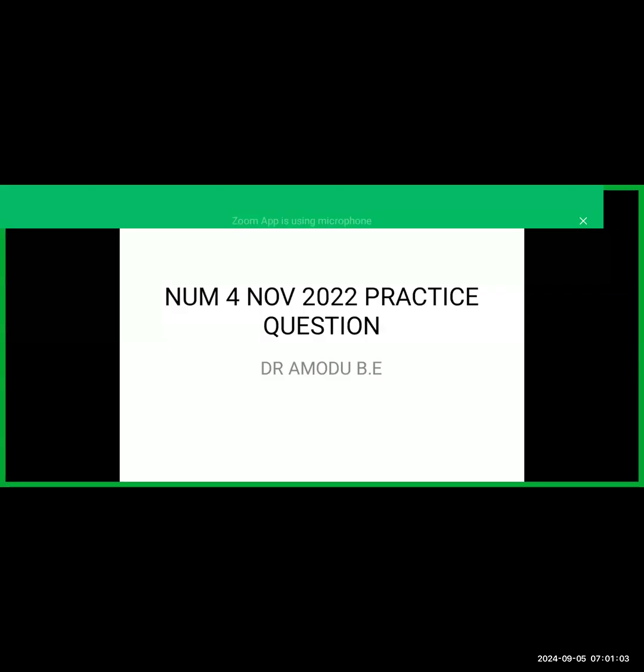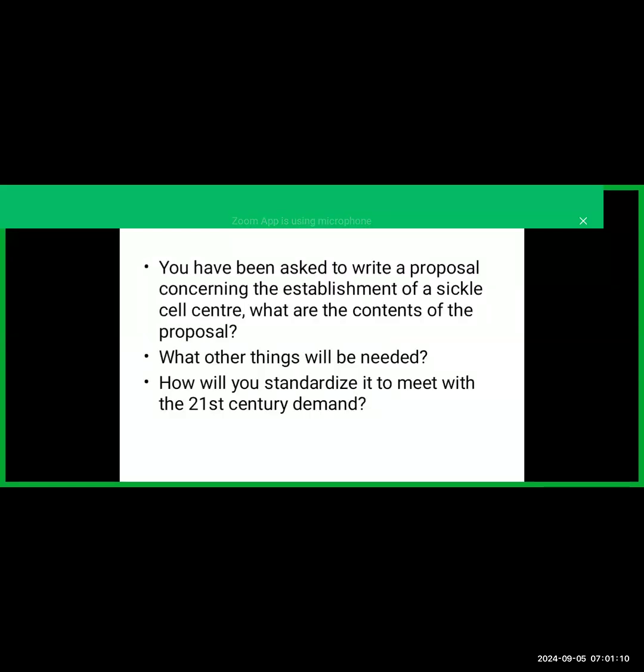November 2022, number 4. The question says, you have been asked to write a proposal concerning the establishment of a sickle cell center. What are the contents of the proposal? What other things will you do? How will you standardize it to meet with the 21st century demand?